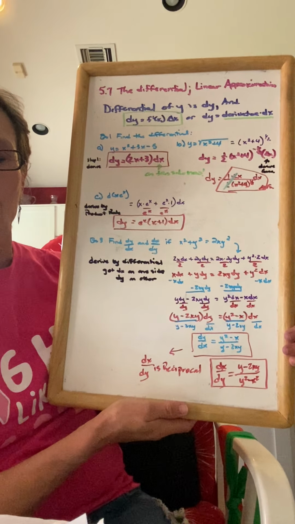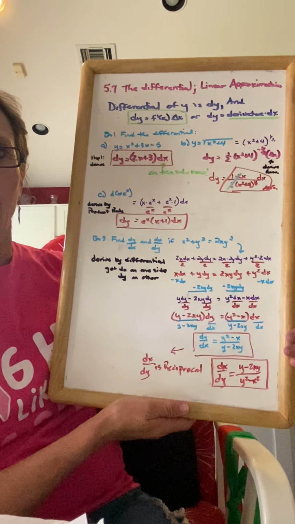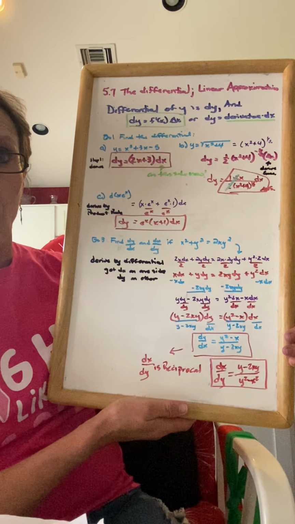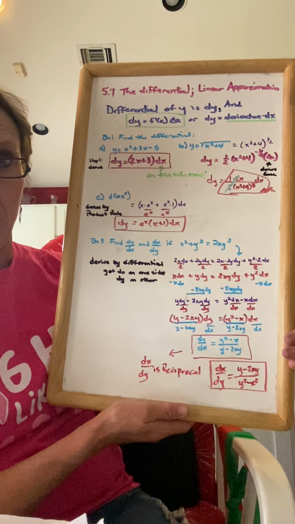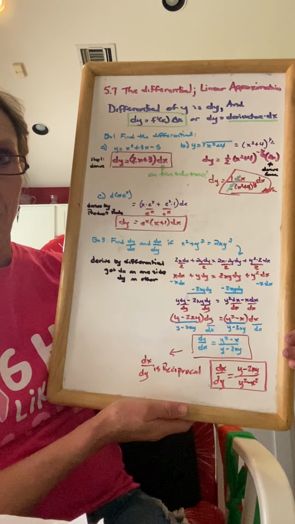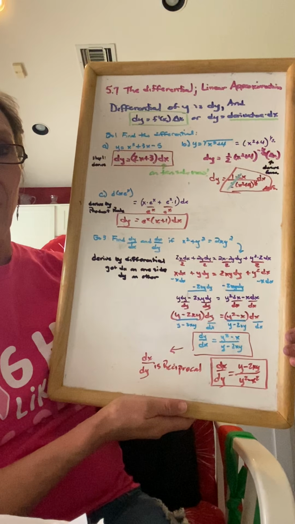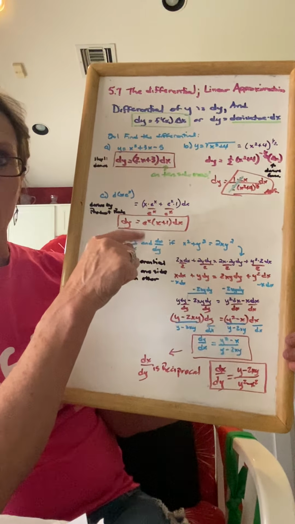Now here's the deal. This is why it's together. Every time you derive an x, you put a dx behind it. Every time you derive a y, you put dy behind it. Okay? We'll get to dx/dy and dy/dx in a minute. But this part is the same as what we did on example 1.